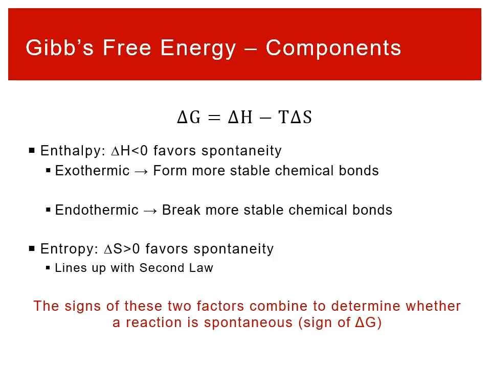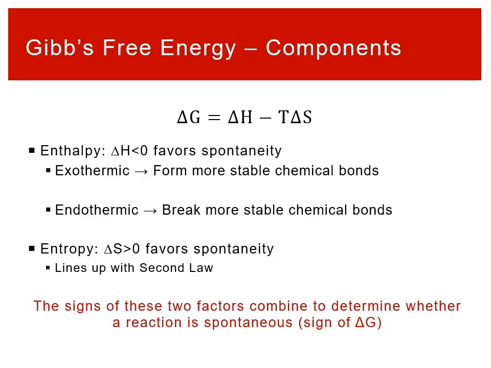For entropy, a process where delta S is greater than 0 would also favor spontaneity. That lines up with the second law, that things tend to go to disorder. Those molecules are moving randomly. They're going to change in such a way that leads to the most randomness, or that follows from that random motion. The most likely outcome is the disordered outcome.